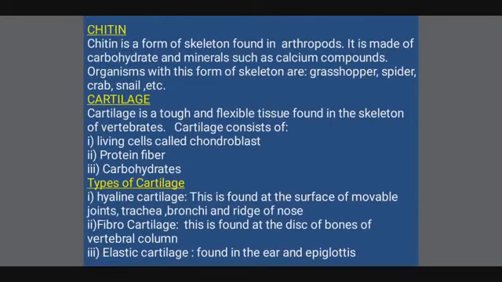Then fibrocartilage is found in the discs of the vertebral column. The vertebral column, which runs from the skull down to the hip bone, has fibrocartilage at the discs, as well as the elastic cartilage found at the ear.